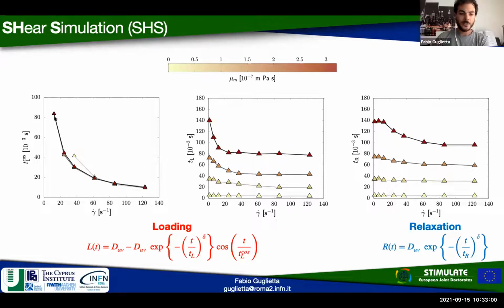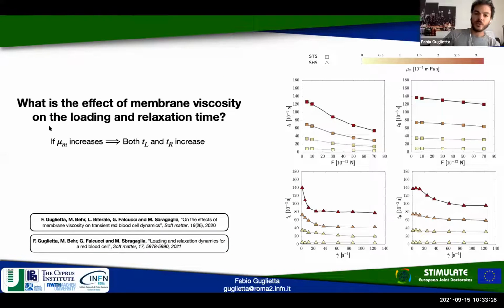We can see that the period of the oscillation does not depend too much on the value of membrane viscosity. There is a collapse of the values for different membrane viscosities, while TL and TR, so the loading and relaxation times, almost behave as for the stretching simulation. So increasing the membrane viscosity results in an increase of the two times. To answer the first question, what is the effect of membrane viscosity on loading and relaxation time? The answer is that increasing the membrane viscosity results in an increase of the two times.